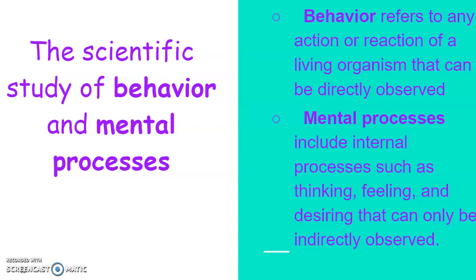mental processes. Behavior is what can be observed. According to those labeled as what we call behaviorists, if you can't see it or measure it, it doesn't exist or it doesn't count. Mental processes, on the other hand, include internal processes such as thinking, feeling, and desiring that can be only indirectly observed. What's indirect observation, you might ask? Well, basically it's you describing how you feel about something.